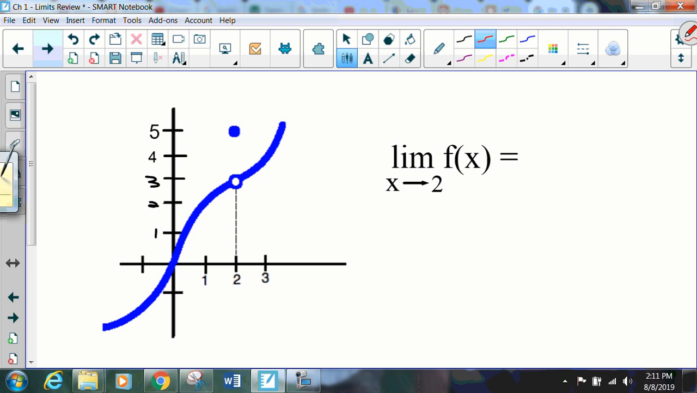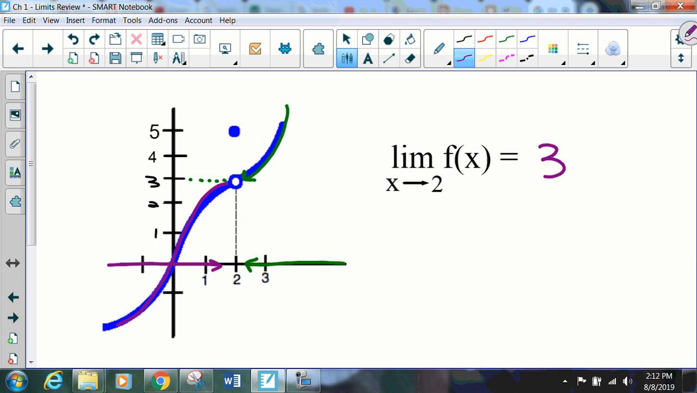All right, and here we go. We're looking at the limit of this function as x is approaching 2. So when we approach from the right, as x is approaching 2 from the right, we're looking at the height of the graph and what it's doing. It is decreasing and it's heading towards 3. And then as we're approaching 2 from the left, we're looking at the height of the graph, or the y value, and we see that it's increasing and it is also approaching 3. So the limit of this function as x is approaching 2 is equal to 3.